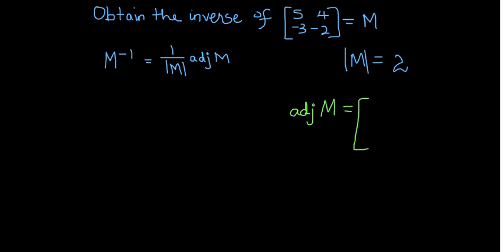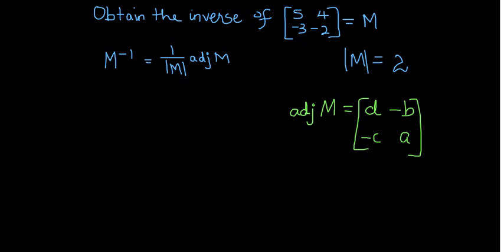Beautiful. So our adjoint matrix will look like something like this, right? So we interchange the elements on the leading diagonal, and then we just change the signs of the other two elements, the ones on the non-leading diagonal.